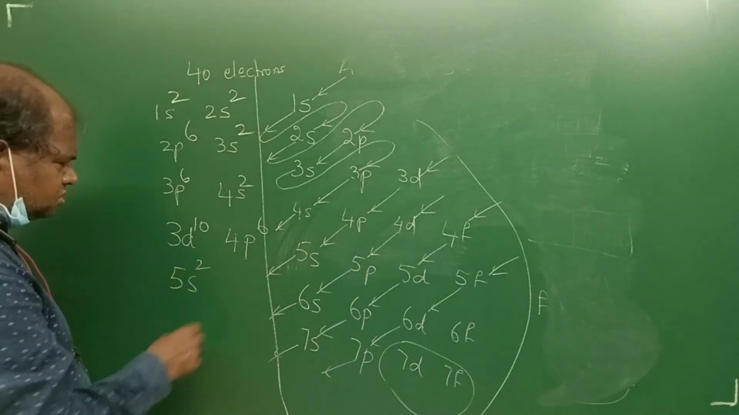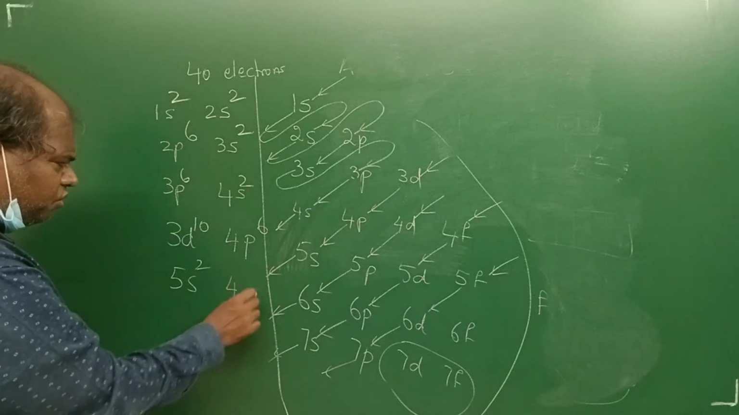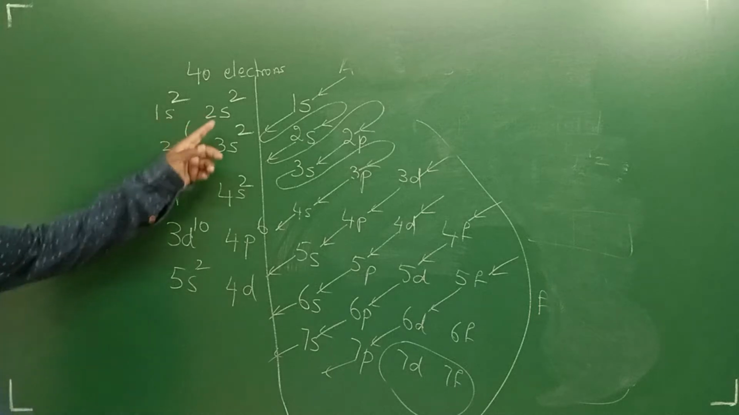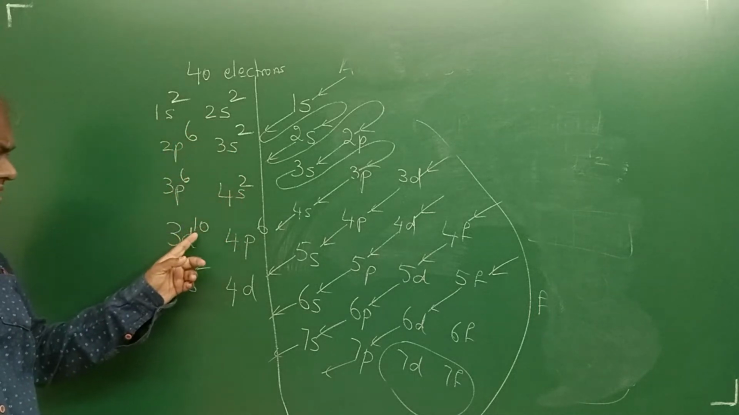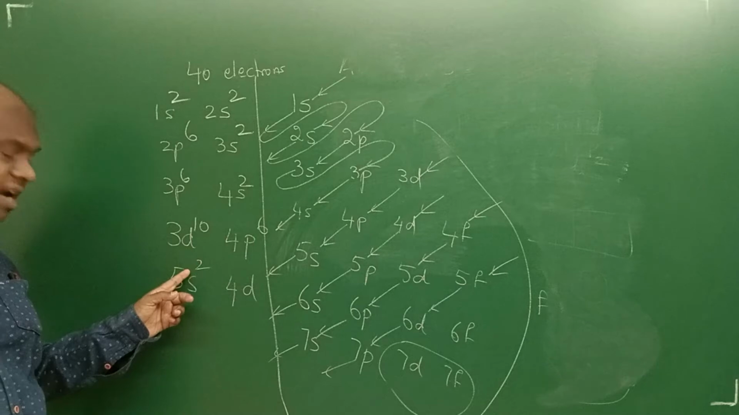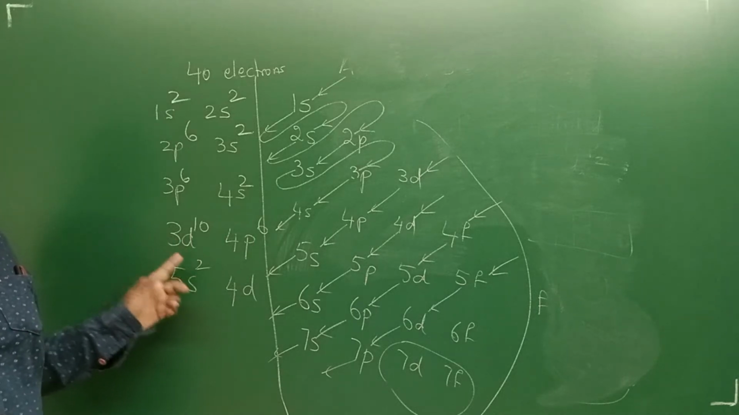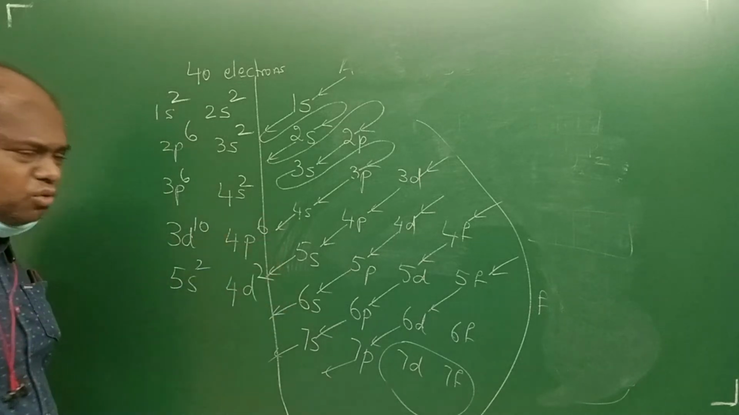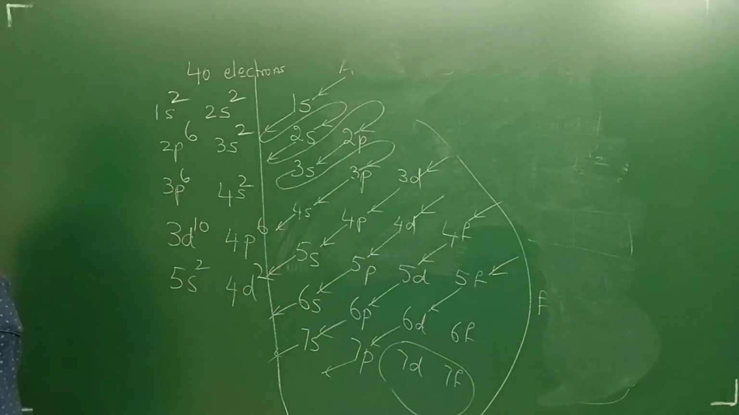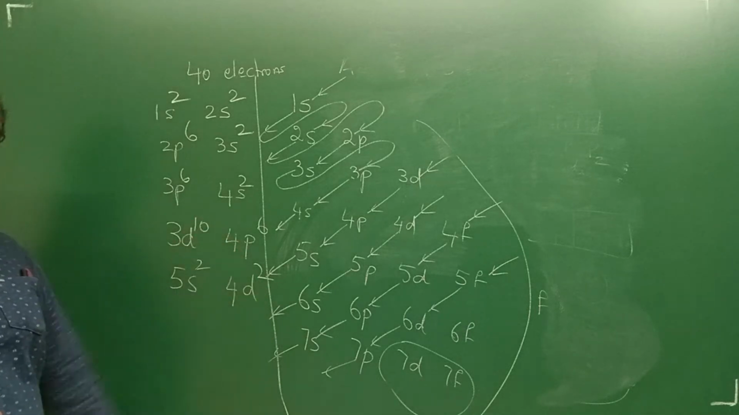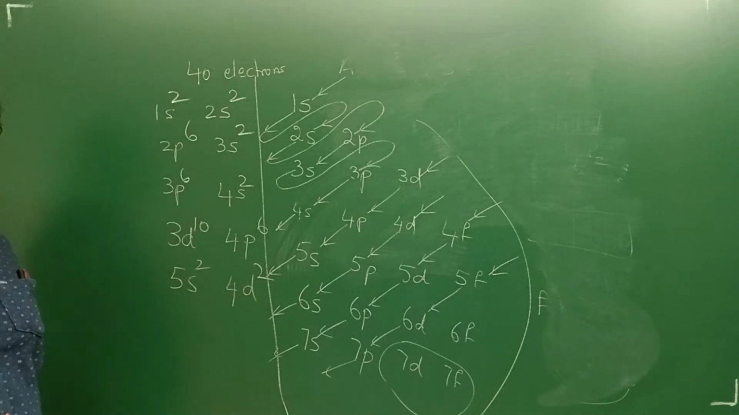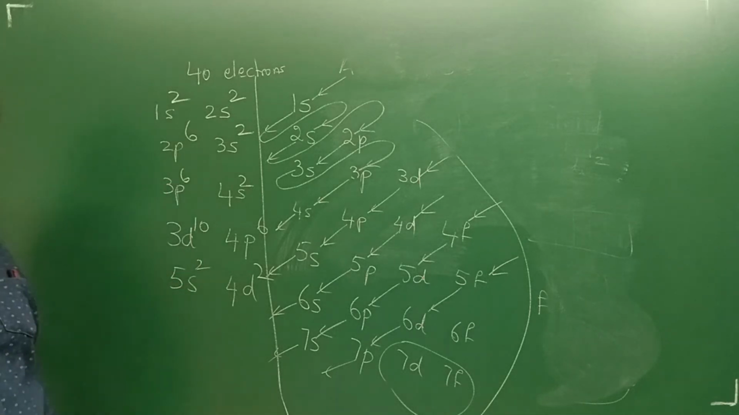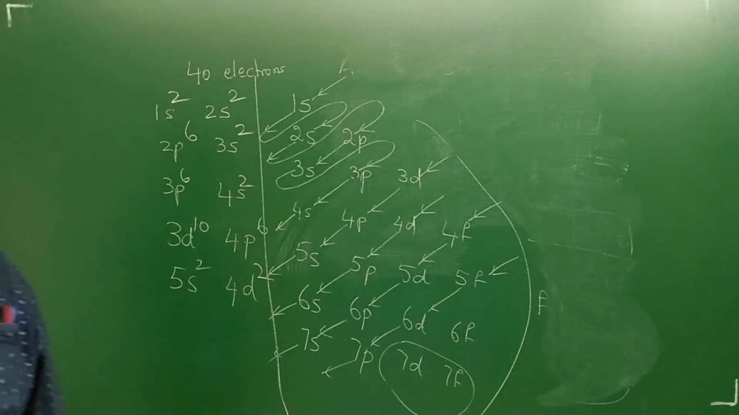5s 2. And then after 5s you are coming to 4d. Now students, wait for some time. Have you filled 40 now? 10, 12, 18, 20, right? 20, 30, 36, 38. You have filled 38 now. Left is 2, so you write 4d2 only. Maximum is 10, but you are going to fill only 2. Now just check: 40 electrons are filled, right? That's how you'll do this question.